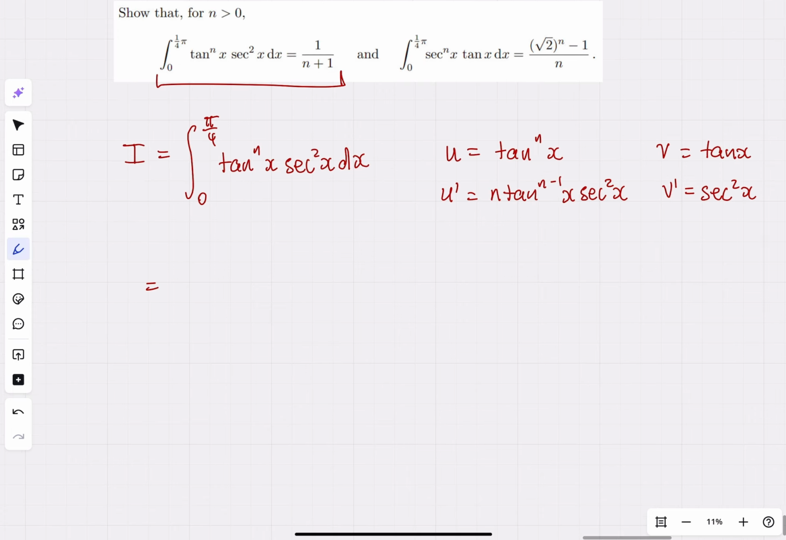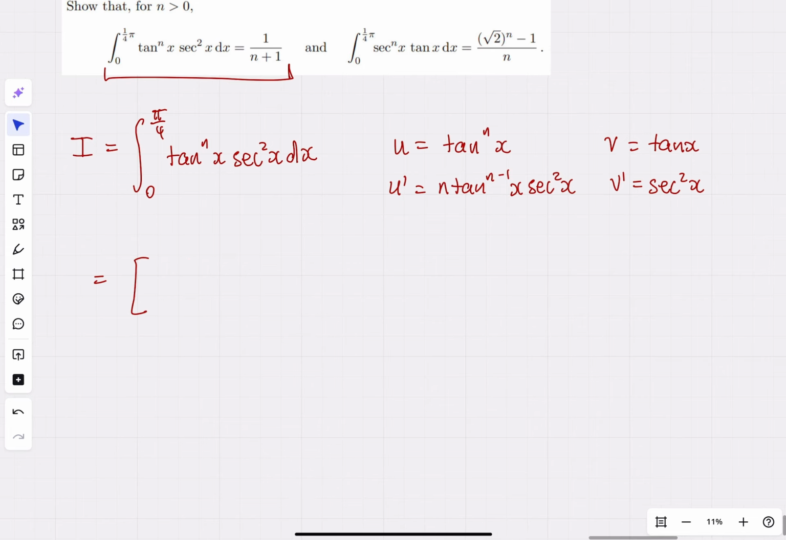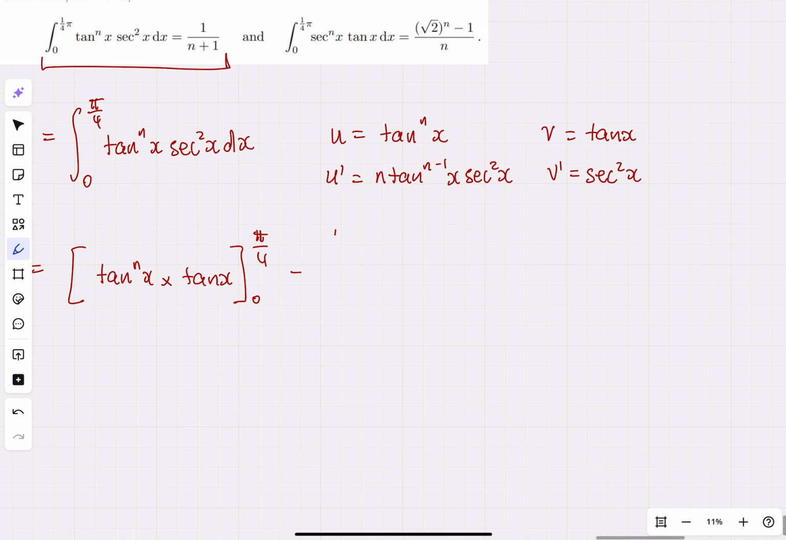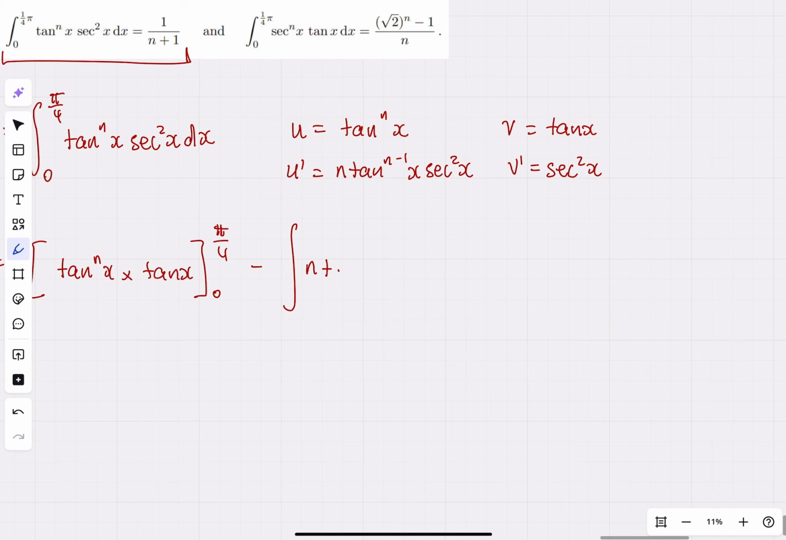I can rewrite this integral as my u times my v. So I'm going to have u times v from 0 to pi over 4 minus the integral of my v du. So I'm going to have n tan n minus 1 x sec squared x multiplied by tan x dx from 0 to pi over 4.